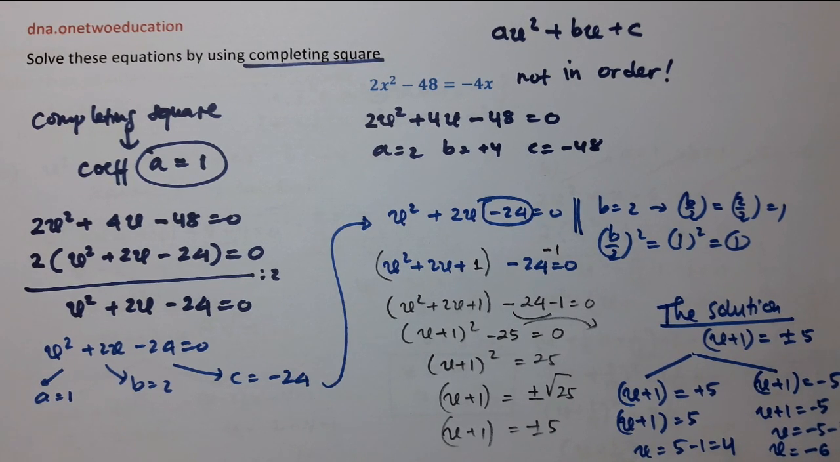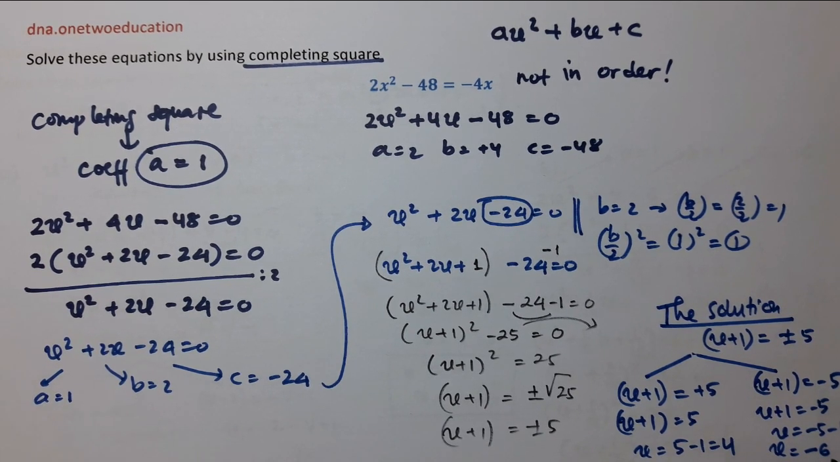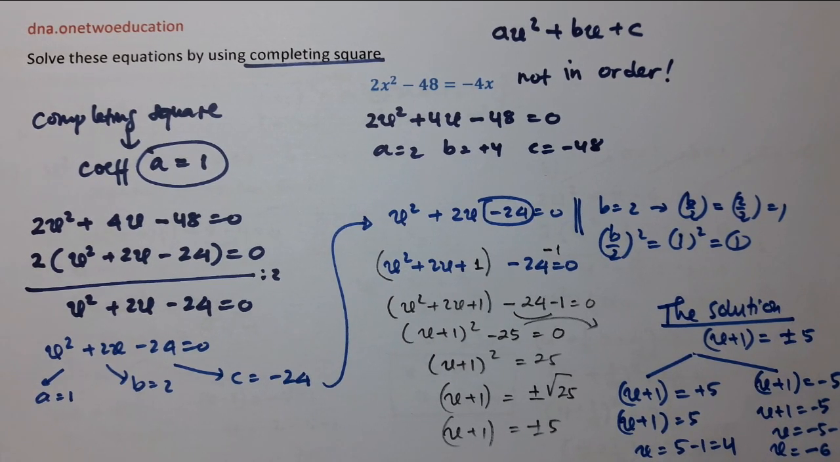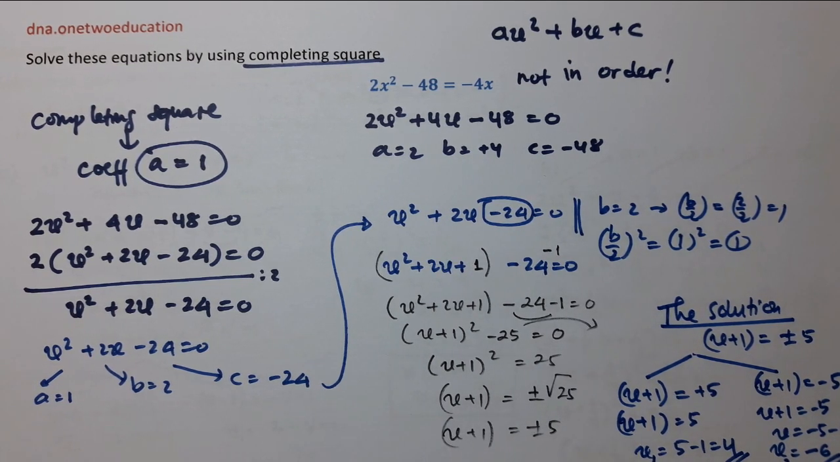Okay? Clear, everyone? So x1 is 4 and x2 is minus 6. Once again, x1 is 4 and x2 is minus 6. Clear, everyone?